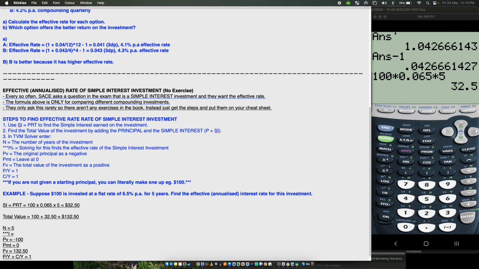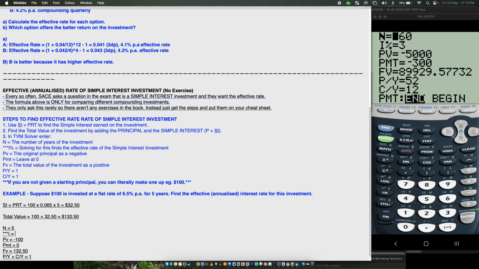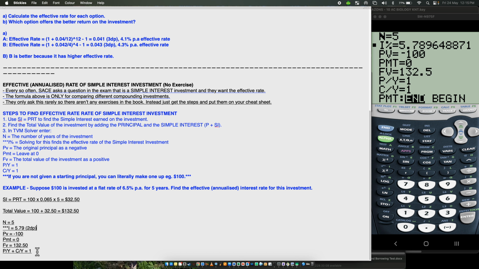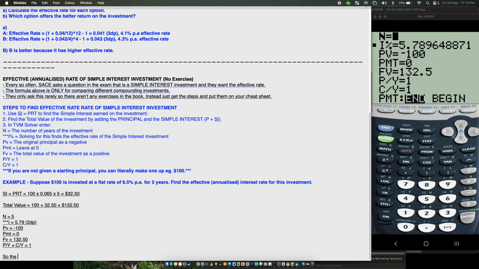So you jump over to TVM Solver, Apps, Finance, TVM Solver, 5, negative 100, 0, $132.50, 1 and 1. Solve for I. That tells me the effective rate of this simple interest investment was 5.79 to 2 decimal points. So the effective rate for this simple interest investment would be 5.79% per annum, rounded to 2 decimal points.